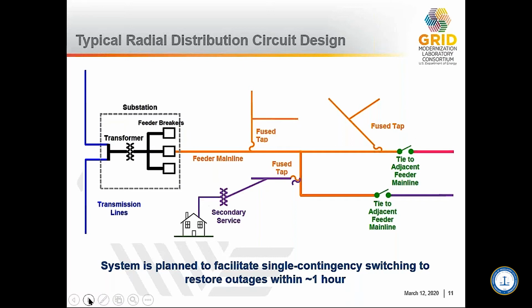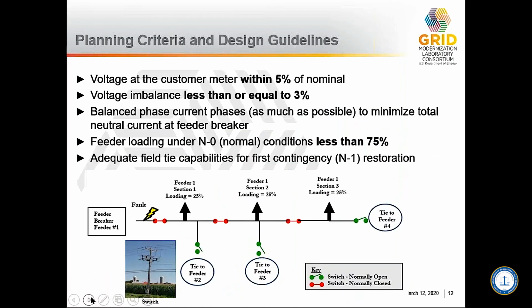In Xcel, the system is planned so that these single contingency switching operations can be done within an hour, and so customers can be restored within an hour while they're waiting for the feeder to be repaired, and then they can be switched back to the main feeders. So keep this in mind as we go through the discussion, that these overhead lines fail, but when they do fail, there are switching operations that are planned and designed to mitigate those failures.